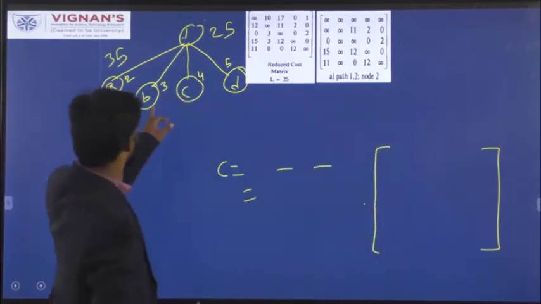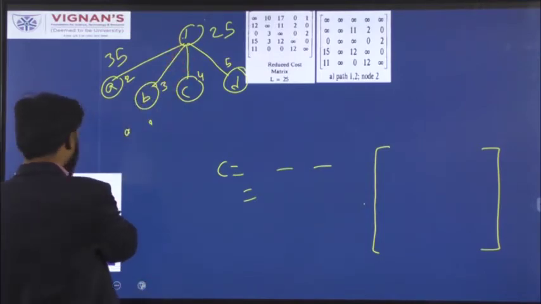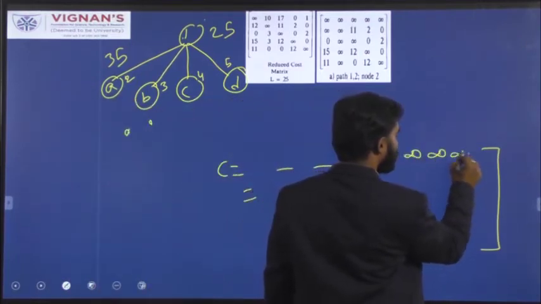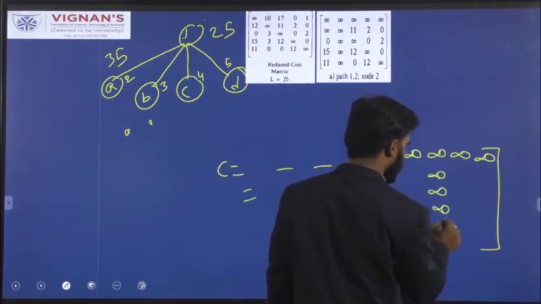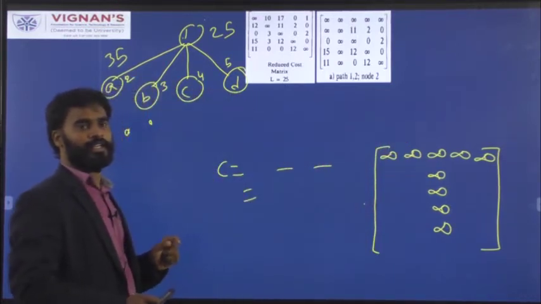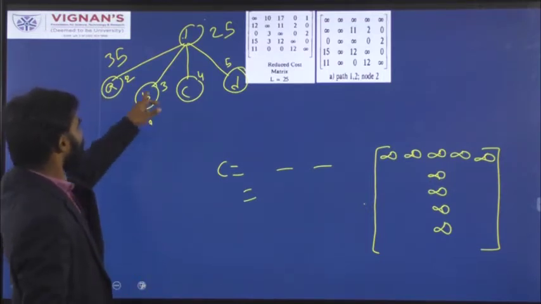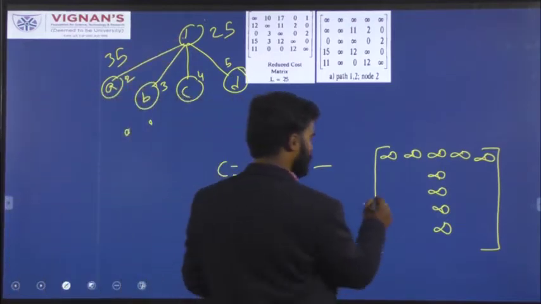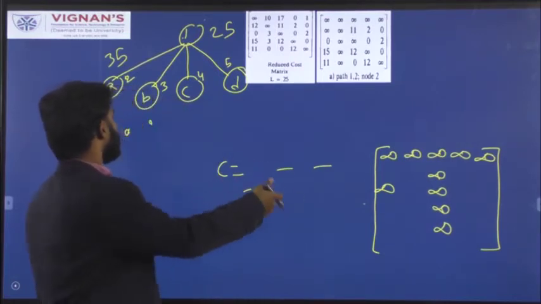Node B is nothing but 1 to 3. If I say 1 to 3, then you have to make the first row and third column as infinity, as well as the distance from the current node to the root node as infinity. The current node is 3, so 3 to 1 is also infinity. The remaining you fill as it is.